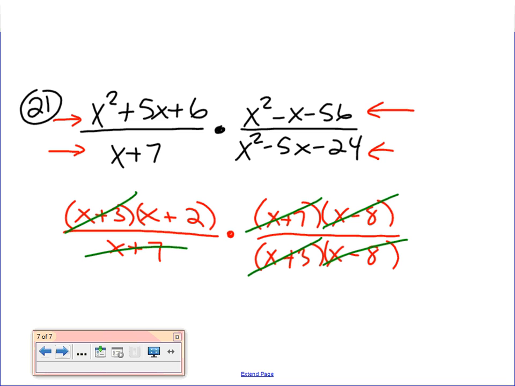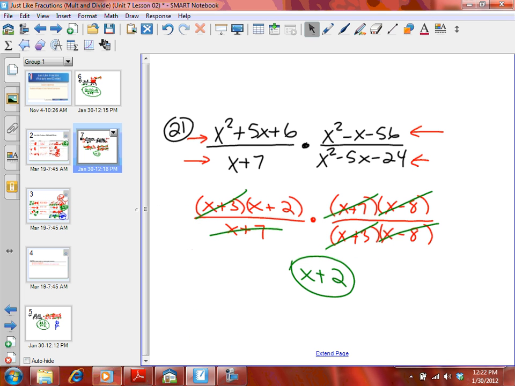So what are we left with? X plus 2. And where is that? In the numerator or in the denominator? It's in the numerator. Therefore, there it is. X plus 2. That's your answer. So after all of that factoring, we end up with x plus 2. So this is why I say factoring is very important. Very important to know how to factor.